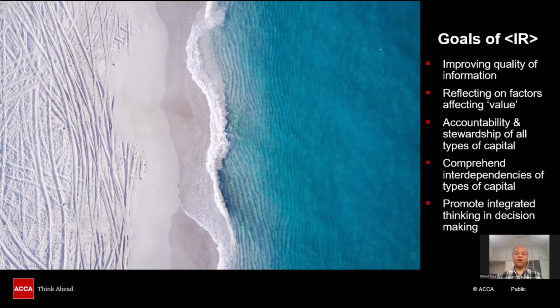And naturally, when the report communicates its performance related to 6 different types of capital, there is a sense of accountability as well as stewardship towards the use of those resources. And therefore, the whole idea behind integrated reporting is to understand and provide insights into the way in which these resources or these types of capital are interlinked, interconnected together.